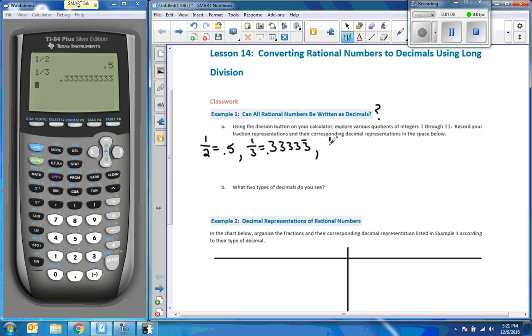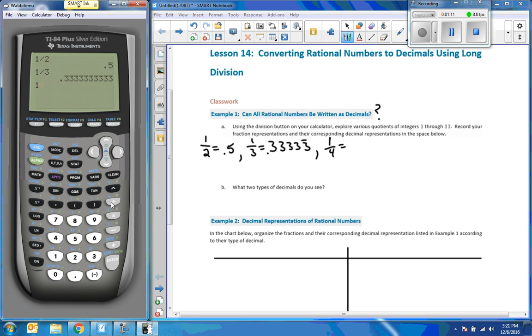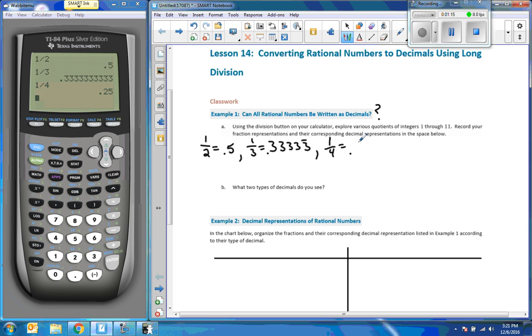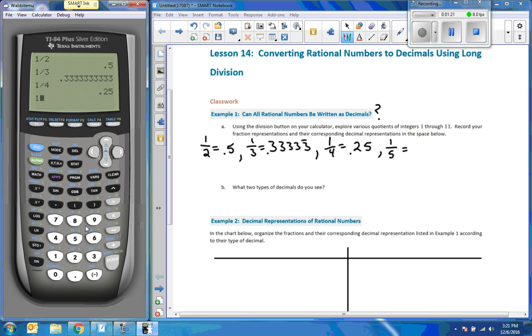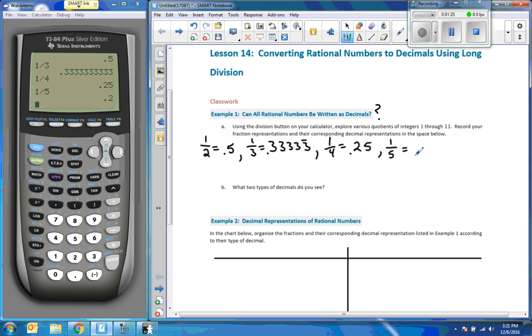Okay, now I'm going to do 1 divided by 4. 1 divide 4, enter, 0.25. 1 divided by 5. 1 divide 5, enter, 0.2, 2/10. 1 divided by 6, and so on and so on.